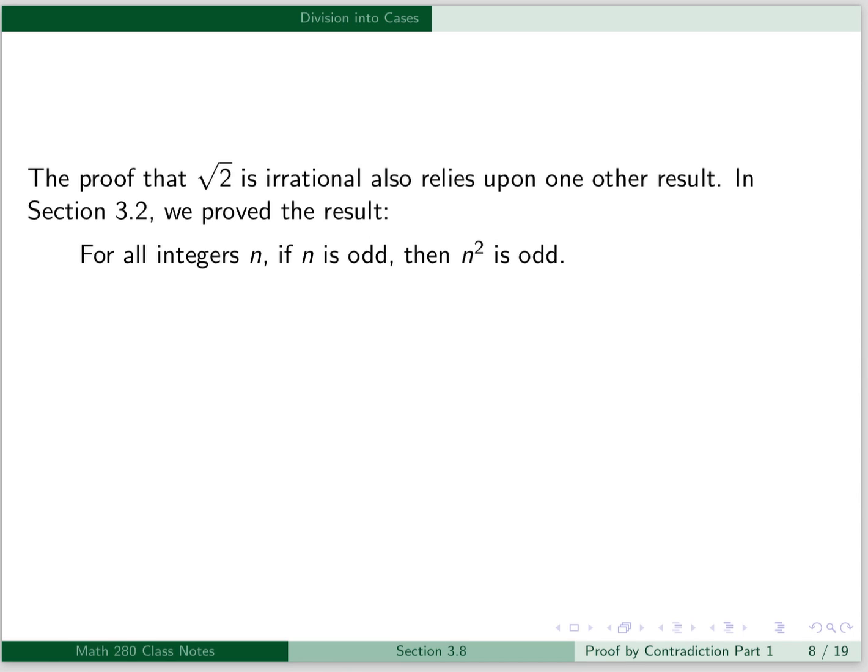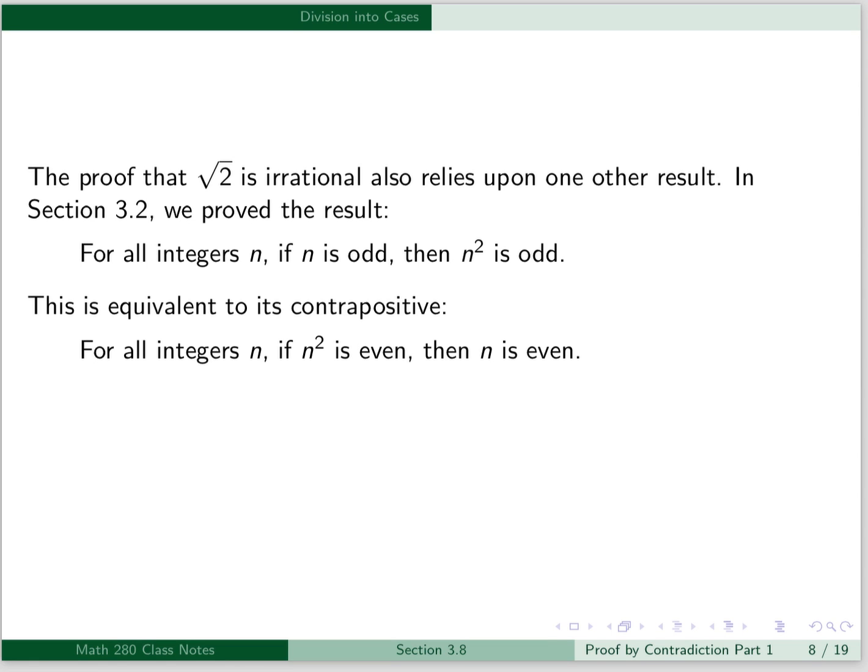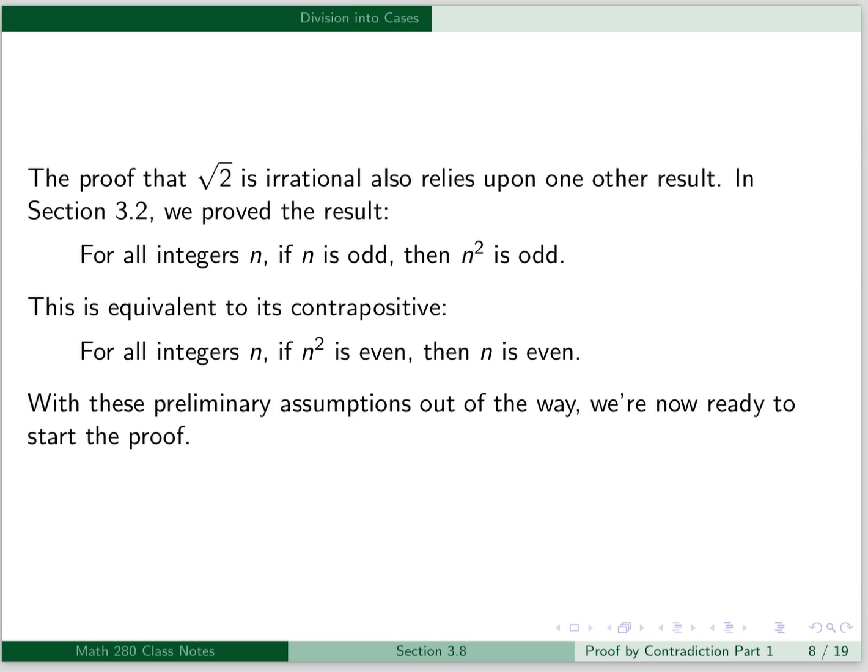The proof that square root of 2 is irrational also relies upon one other result. In section 3.2, we proved the result for all integers n, if n is odd, then n squared is odd. This is equivalent to its contrapositive, for all integers n, if n squared is even, then n is even. With these preliminary assumptions out of the way, we're now ready to start the proof.